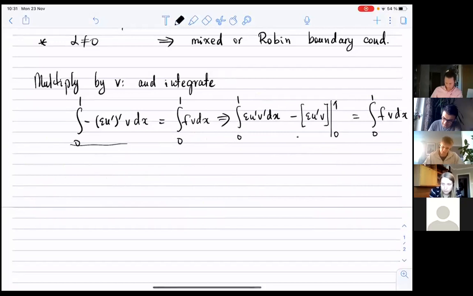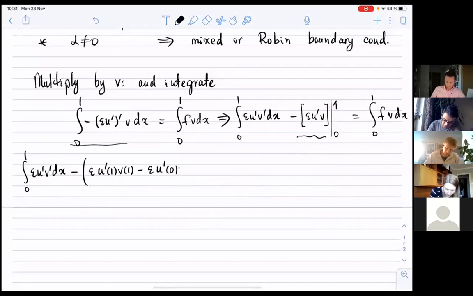So now we open these boundary terms. Here we get the integral from 0 to 1 of epsilon u prime v prime dx, minus epsilon u prime(1) v(1). So you should of course help me, I'm just writing for myself, I could make some technical mistakes. So minus epsilon u prime(0) v(0). This is the boundary condition, equals the integral from 0 to 1 of f v dx.